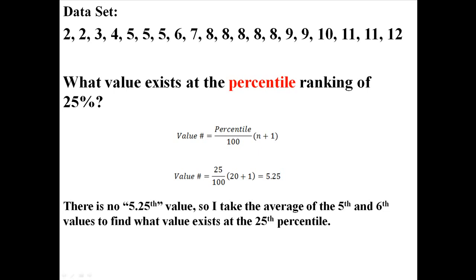But that doesn't really make any sense. I mean, there could be a 5th value or a 6th value, but there is no 5.25th value. So if you end up with something that isn't a whole number, you can just take the average of, in this case, the 5th and the 6th. Whatever that average is, that is what exists at the 25th percentile. My 5th number is 5 and my 6th number is 5, so the mean of those two numbers is obviously 5. So for the question, what value exists at the percentile ranking of 25%, the answer is 5.